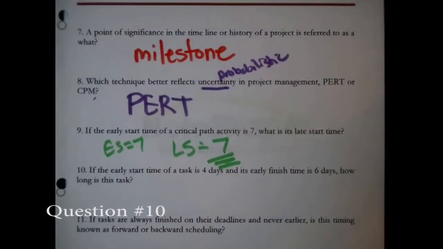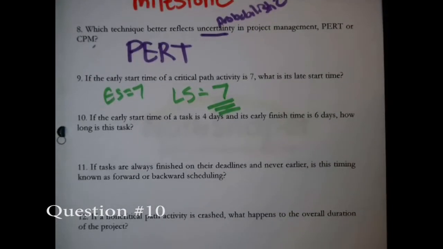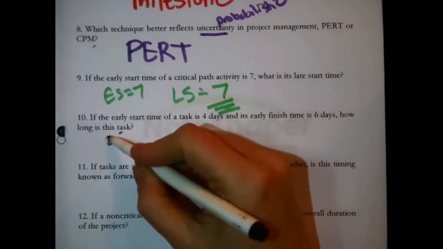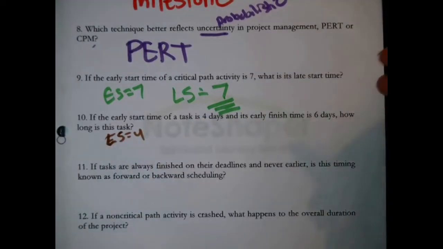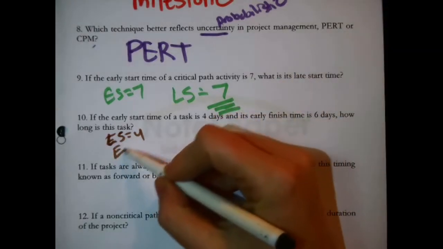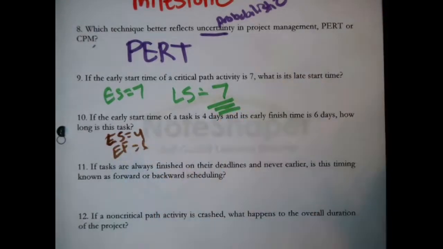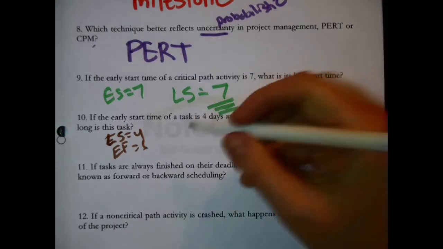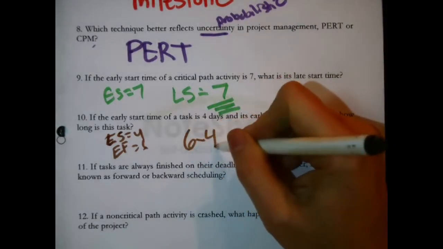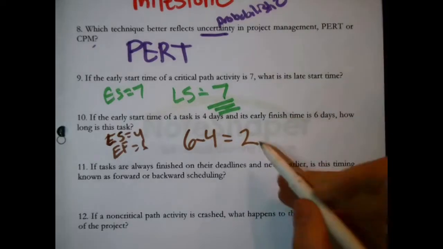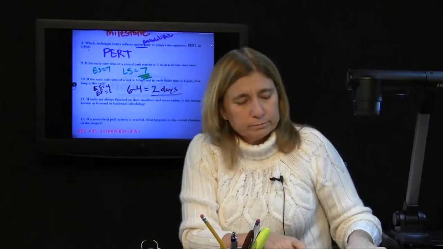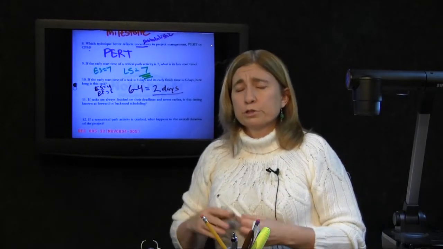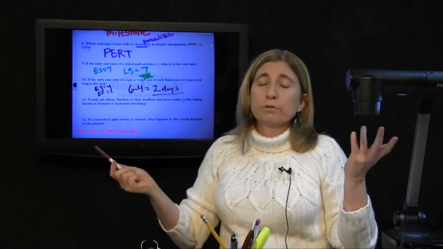Next question. If the early start time of a task is 4 days, I'm just jotting this down, early start time is 4. And its early finish time, okay, early finish time is 6. How long is the task? Oh, easy. 6 minus 4 equals 2. Must be 2 days long. Because if you were to subtract the start time out of the finish time, that reveals the length of the task.